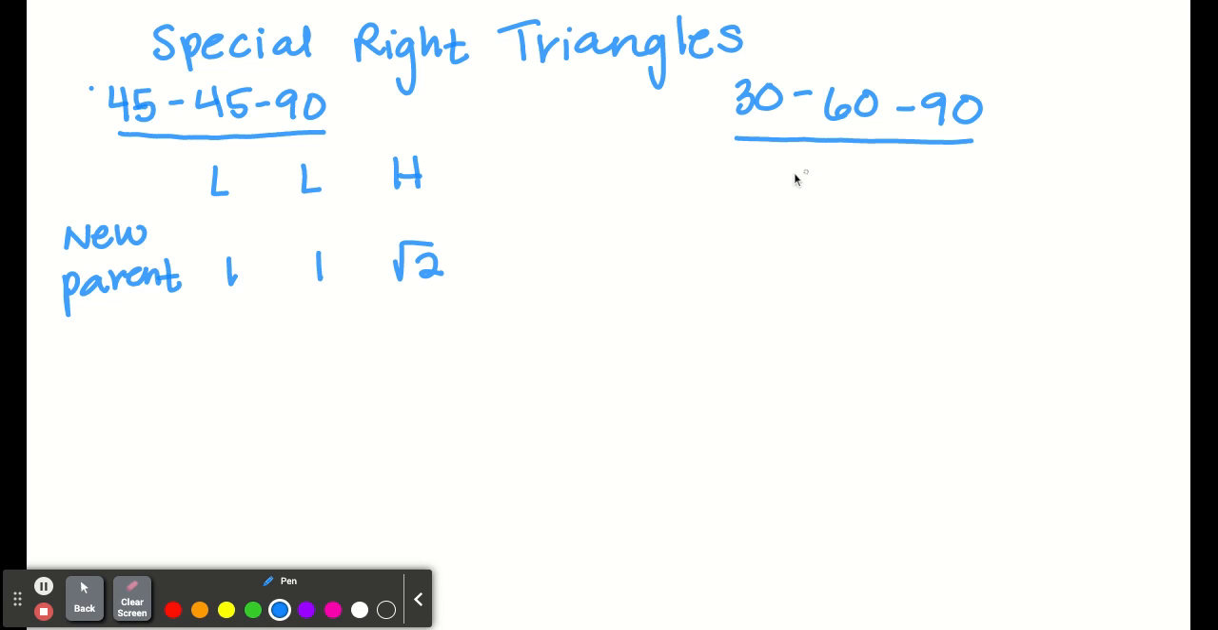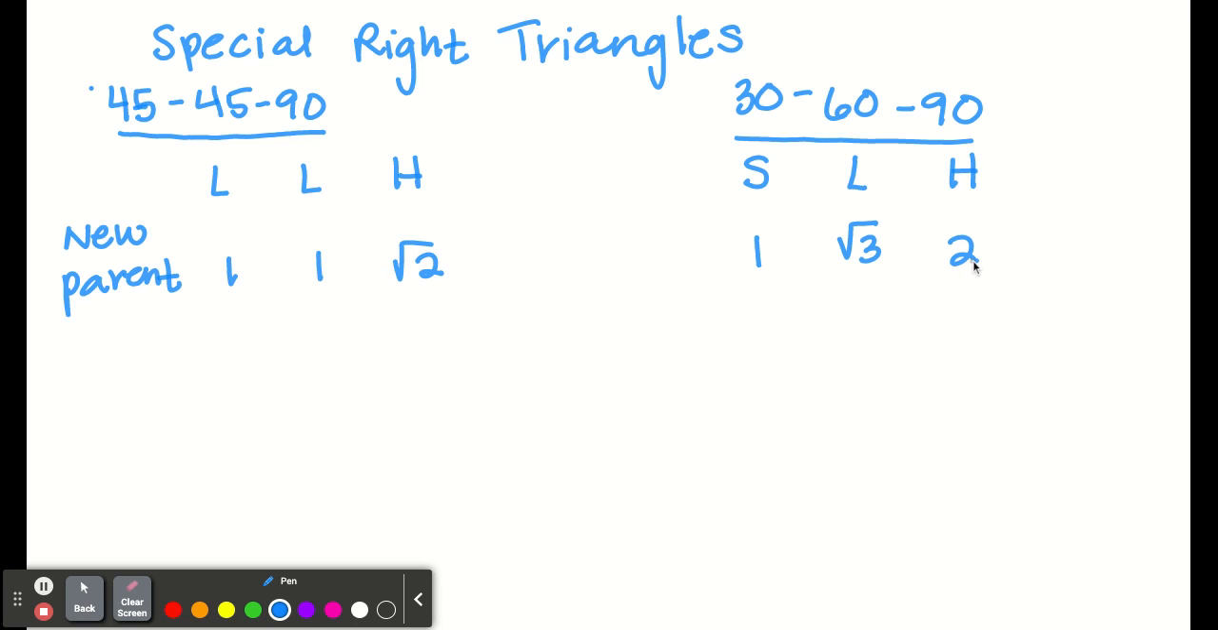For the 30, 60, 90, the headings are going to be different because they have three different angles. We have the short leg, the long leg, and the hypotenuse. And for the 30, 60, 90, the parent triangle is 1, radical 3, and 2. Again, we have just one radical here. Remember, this is 1, 2, and 3, but the 3 is going to have the radical in it. So in these two instances, the same number does not contain the radical.